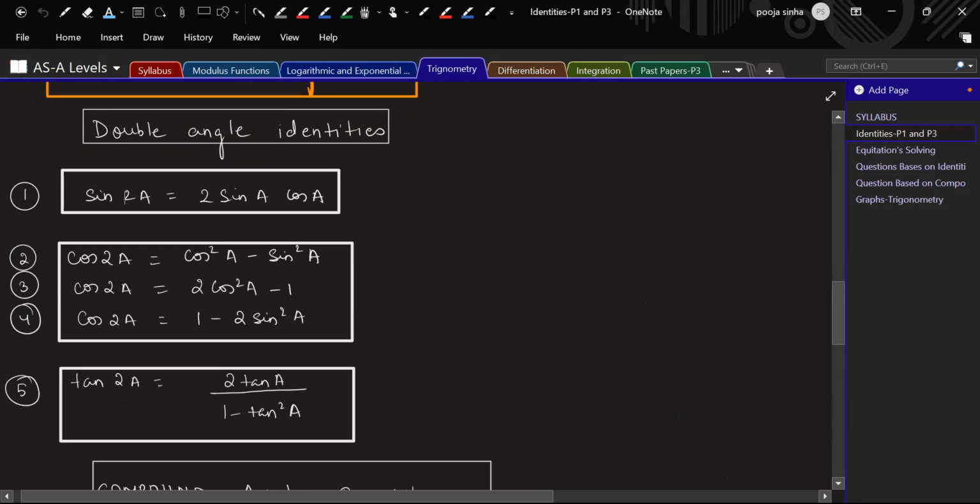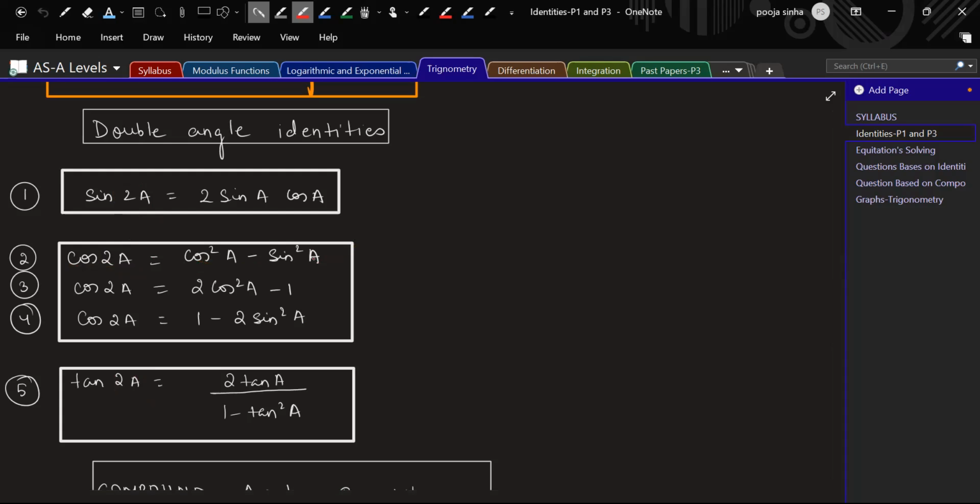Now coming to another identity. This is the second identity now. Cos 2a. If you see, अब double angle 2a और tan का भी हम 2a निकालेंगे आगे. The main formula for cos 2a is cos square a minus sin square a.